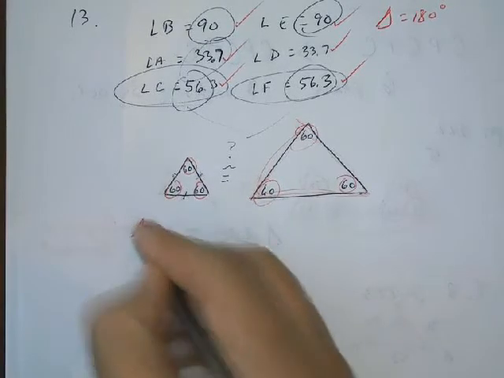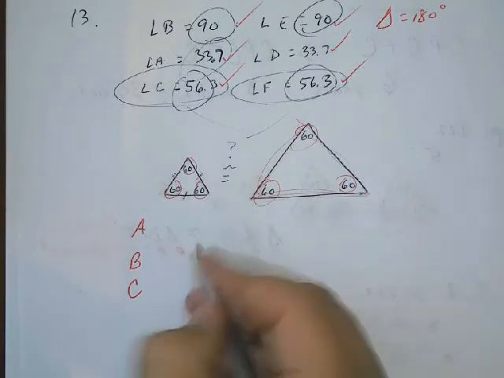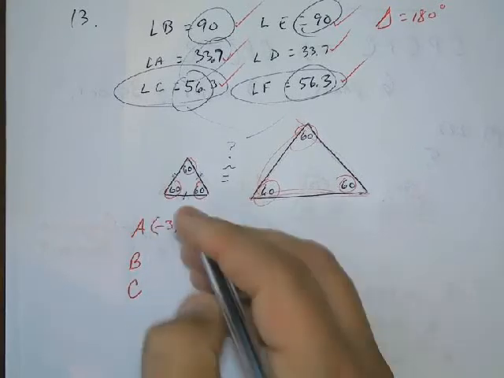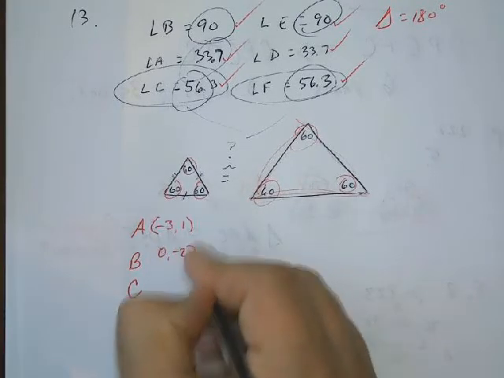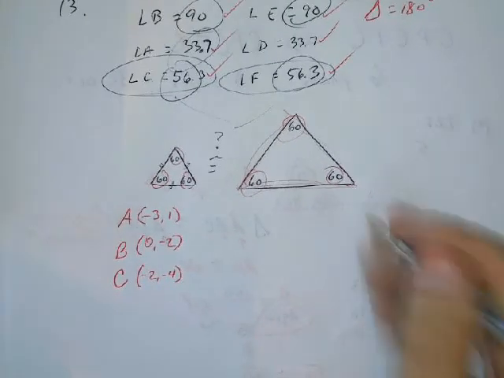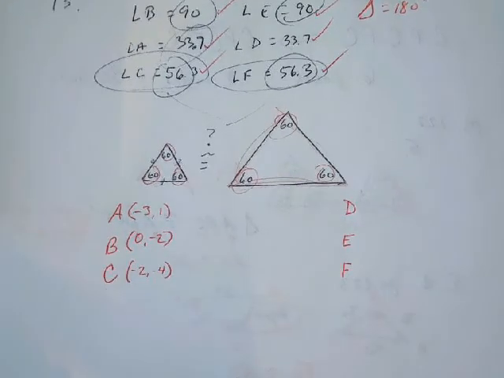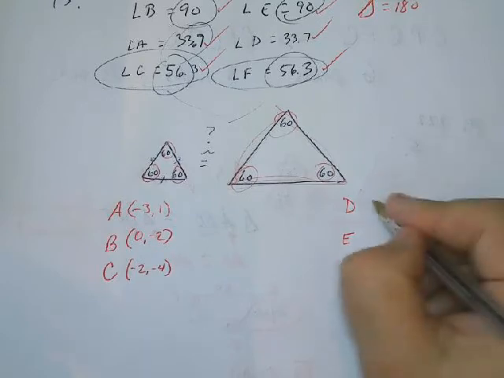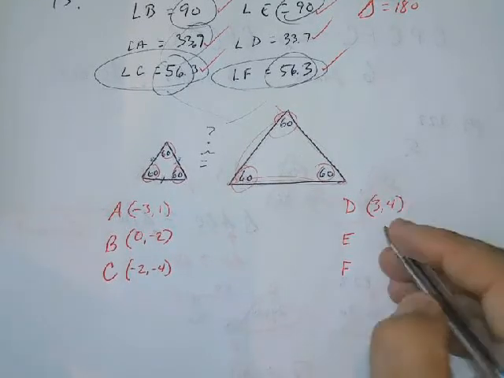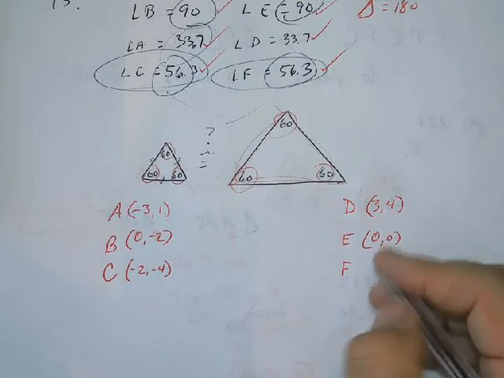All right, so we got A, B, and C. Let's make sure I'm copying it down. There we go. A is what? -3, +1. And B is 0, -2. And C is -2, -4. All right. And then we've got D, E, and F. Okay, so D coordinate is 3, 4. E coordinate is 0, 0. That helps. And F coordinate is -2.